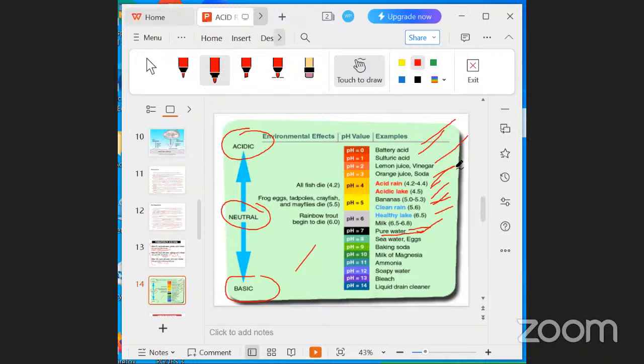pH 8 is seawater and eggs. pH 9 is baking soda, pH 10 is milk of magnesia, pH 11 is ammonia, pH 12 is soapy water, pH 13 is bleach, and pH 14 is liquid drain cleaner. So these are the pH values or pH scale with examples. If they ask about the pH scale, you should write all these things.